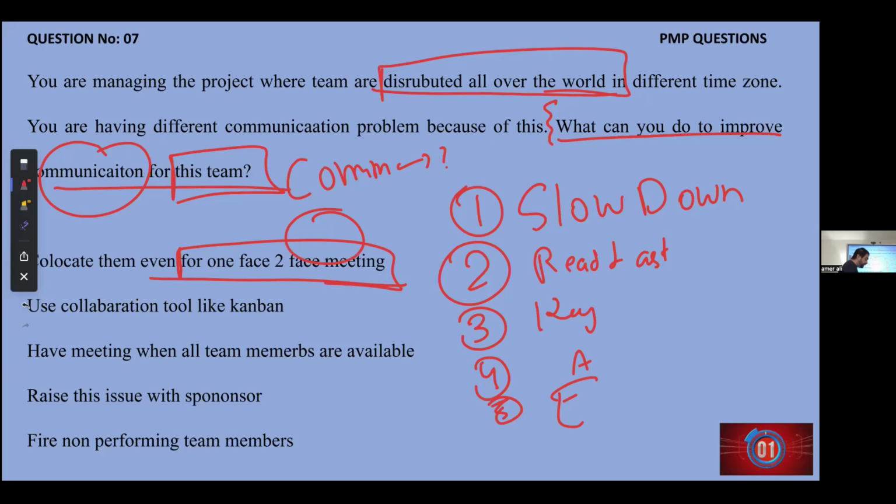But the elimination technique says that even if I am 100% sure, even if I am 1000% sure, I have to go through every single option. Use a collaboration tool like Kanban. Kanban is a collaborative tool that identifies the bottleneck. Can be not a bad solution. You see, both options are right, but A is better than that. Have a meeting when all may not be available.